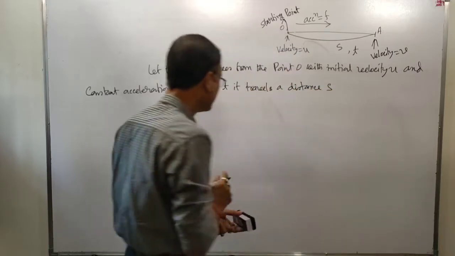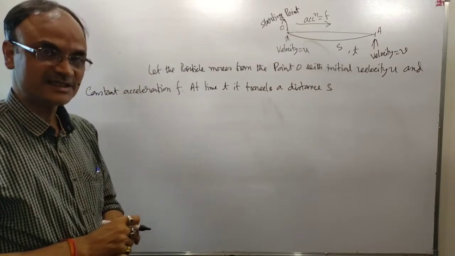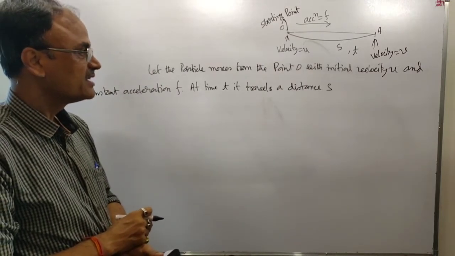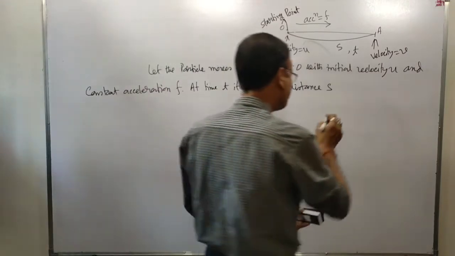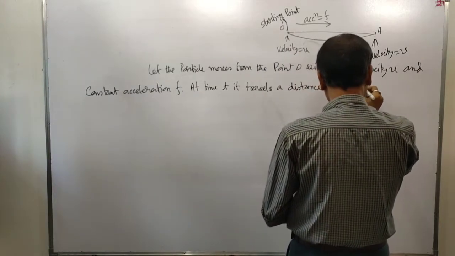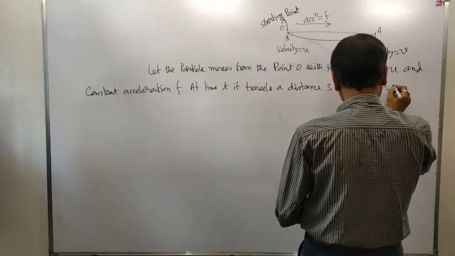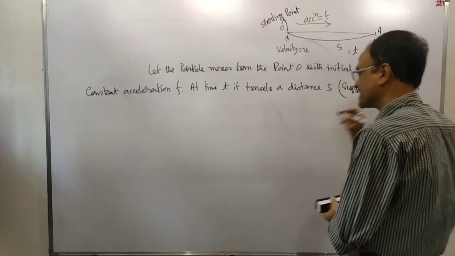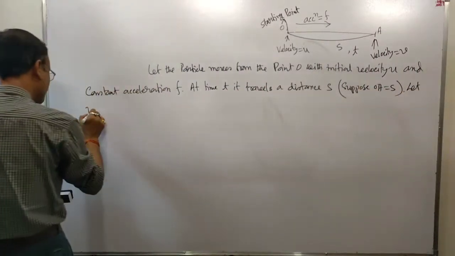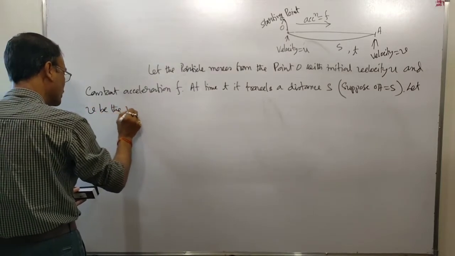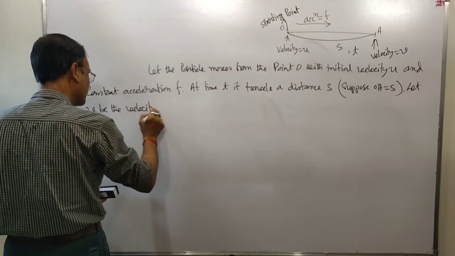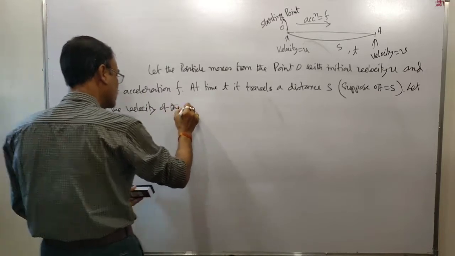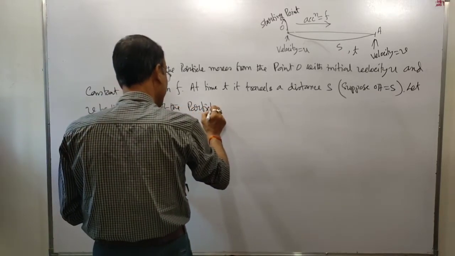Distance s. At time t, it travels a distance s. Suppose OA is equal to s. Let V be the velocity of the particle at A.